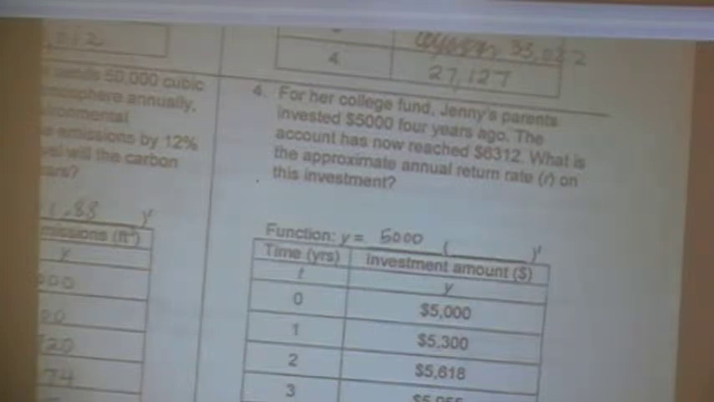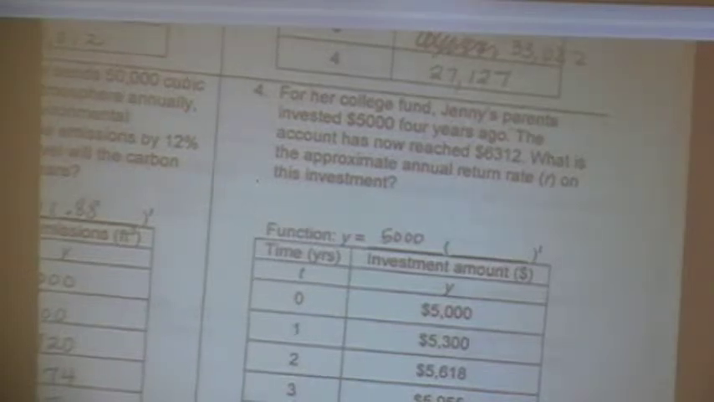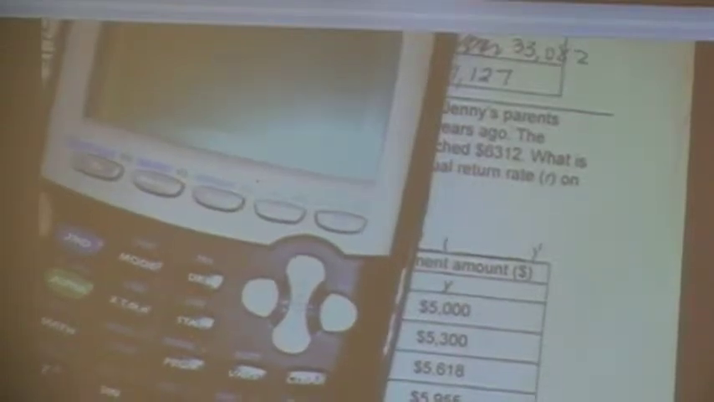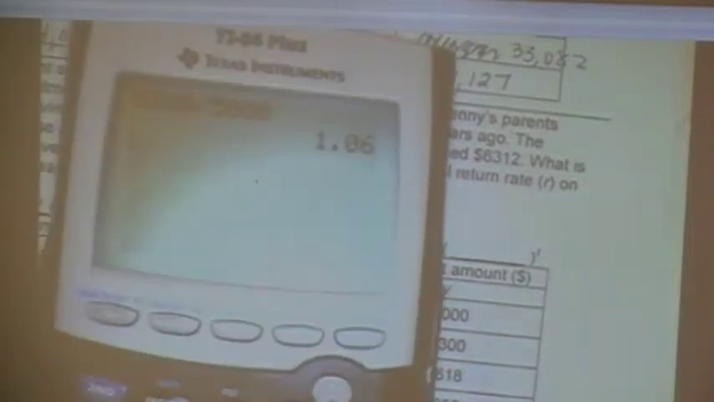Subtract. Divide. So always divide the second number by the first. So I'm going to do, in my calculator, 5,300 divided by 5,000. Second number divided by the first. And I get 1.06. So that's what's going to go right here.